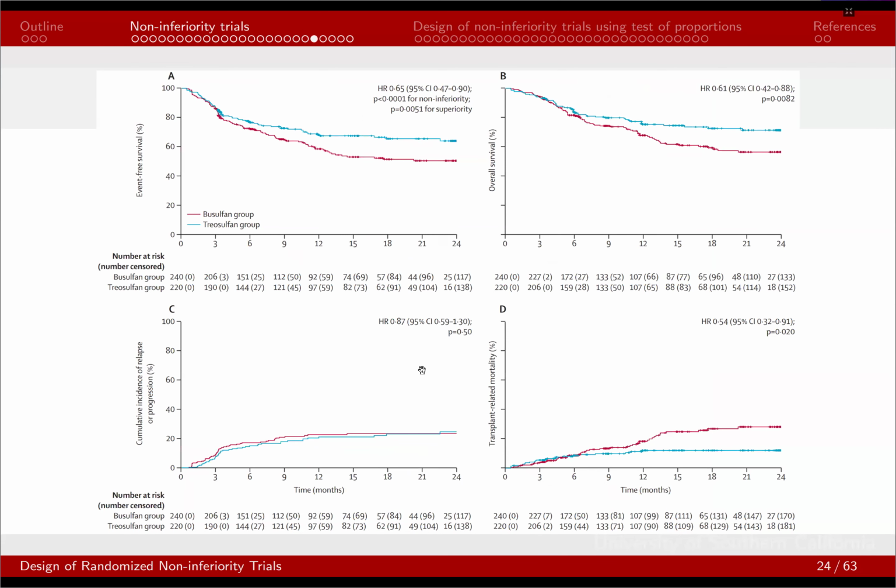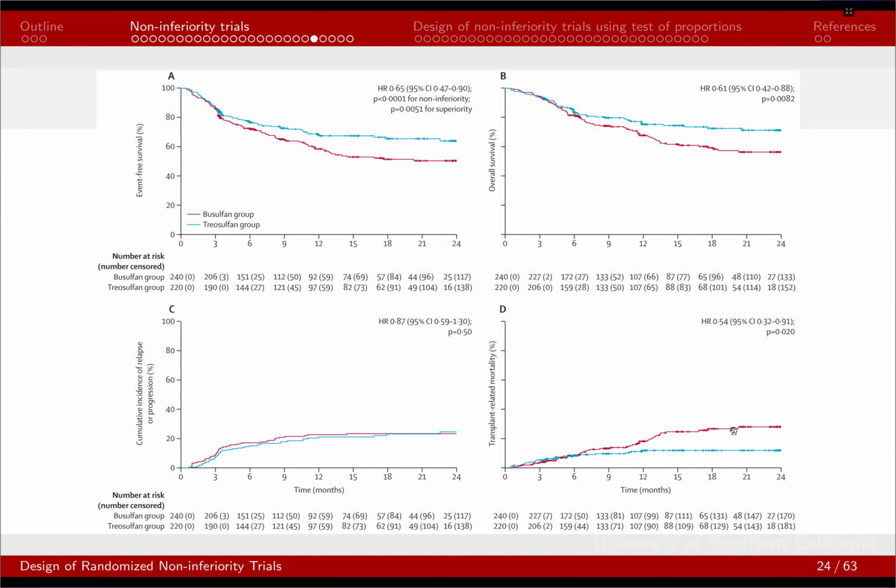These figures present the difference in EFS, OS, cumulative incidence of relapse, and treatment-related mortality rates between the experimental arm treosulfan, which is the blue curve, versus the standard care arm, which is busulfan. So we can see that the treosulfan group has a significantly better EFS and OS. They also looked at cumulative incidence of relapses and noted that the 2 arms are actually pretty similar. However, the treosulfan group led to significantly fewer treatment-related deaths.